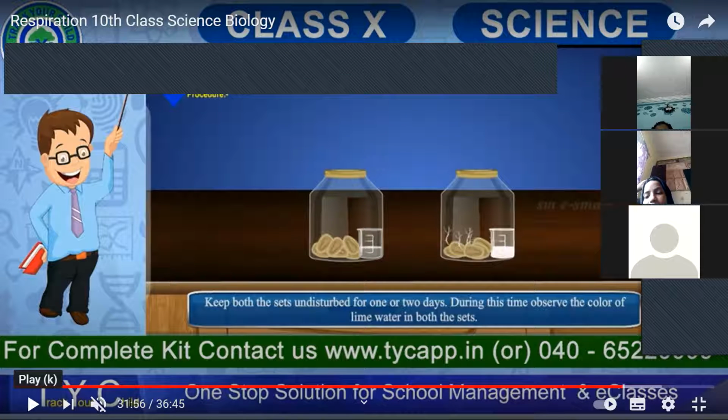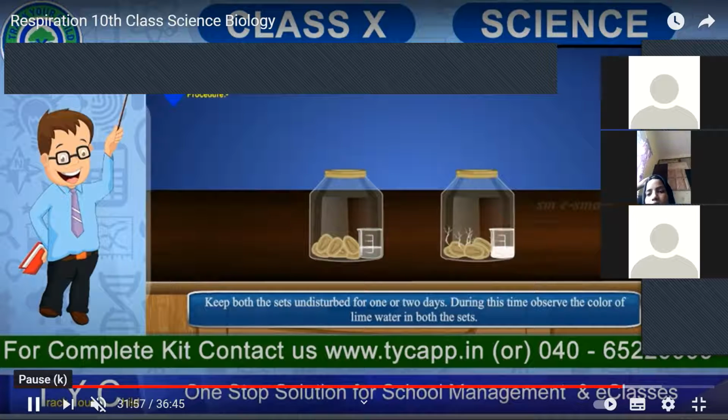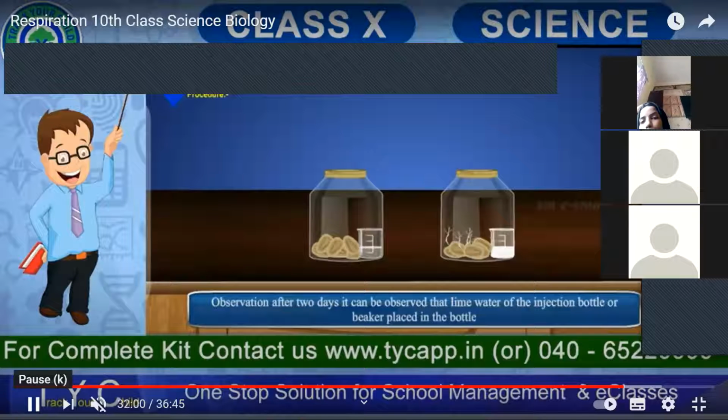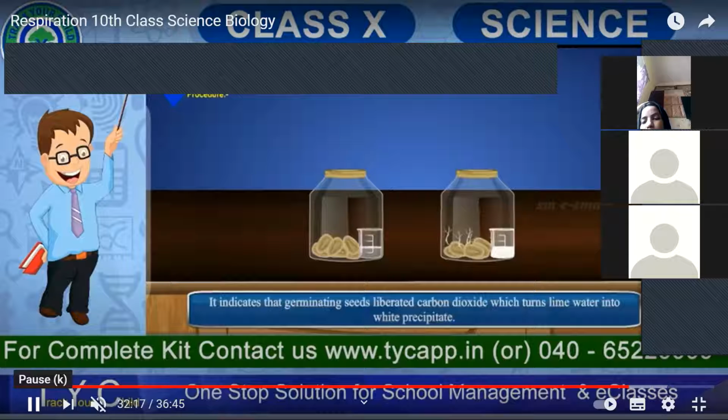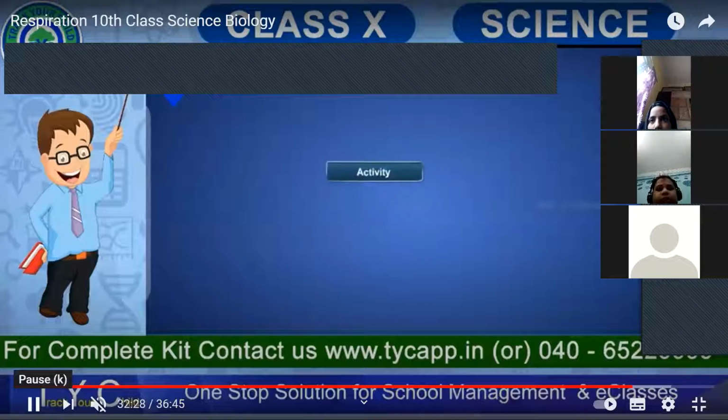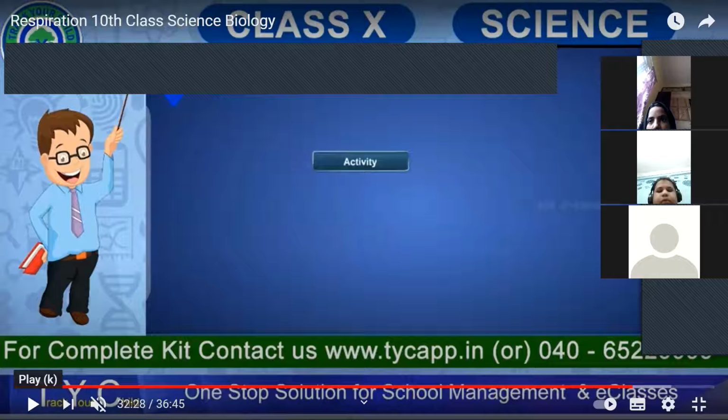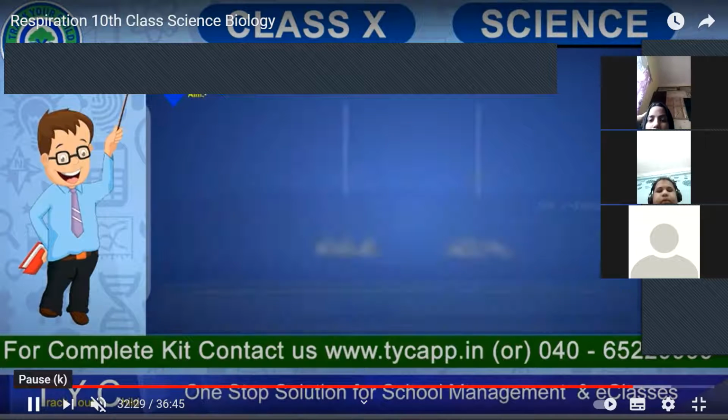Germinating seeds. In germinating seeds, you have observed that the lime water jar has changed its color into white milky. So now they observe this beaker placed in the bottle for 2 days. Then what do you observe? This contains germinating seeds that turned the lime water into a milky white precipitate, and it indicates that germinating seeds liberated carbon dioxide. So this proves that during respiration, carbon dioxide is released or given out.